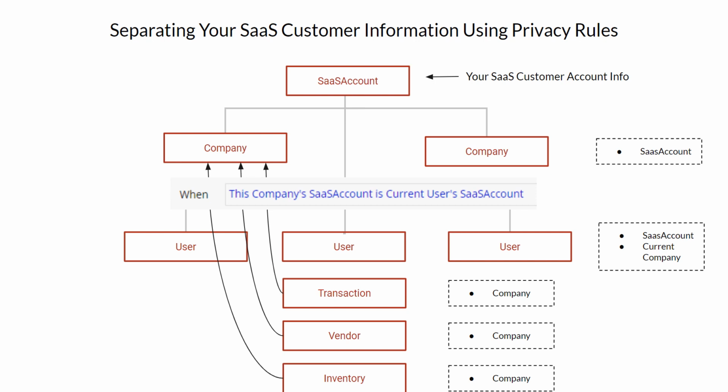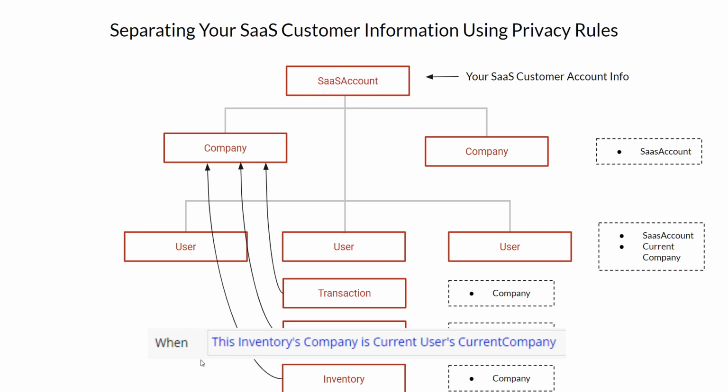So when we log in, we ask for a company, we store that company in the current company, and then what we can do is use that as the basis for all of our privacy rules. So for the inventory, we can say that this inventory's company is the current user's current company. And that way, we're moving everything away from the SaaS account and into the company level. So, all right, enough of the slides now. Let's get into Bubble and let's start seeing how we can do this.